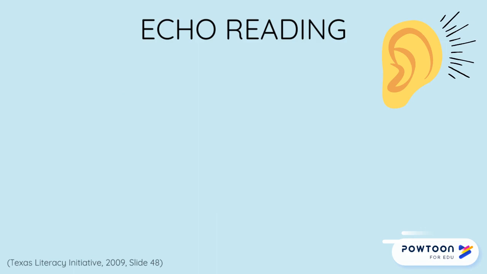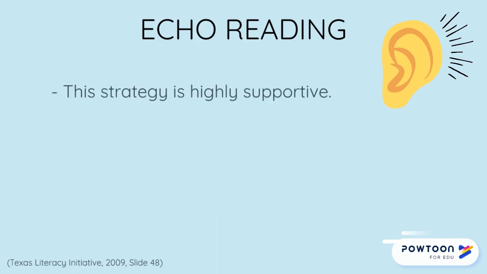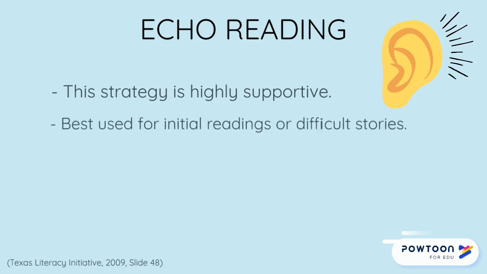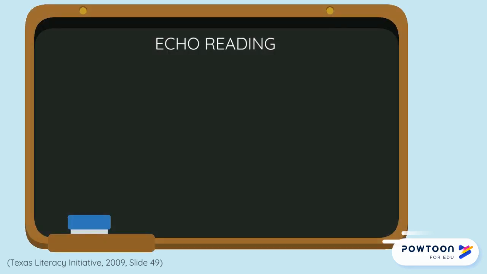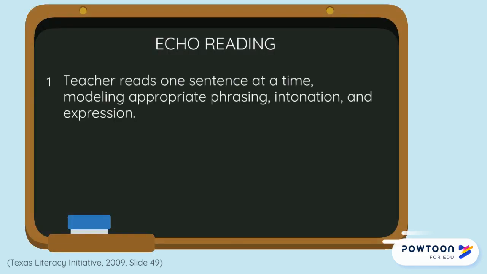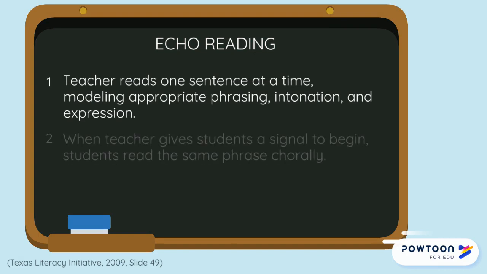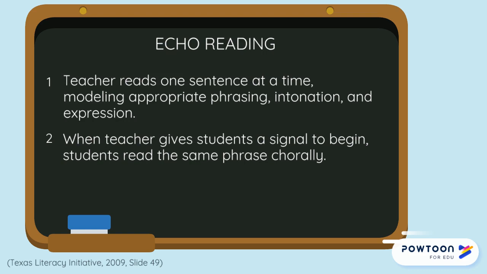The first type of oral reading we're going to discuss is echo reading. It provides a high level of teacher support, so it can be used with stories that are more difficult for students. It may be a good routine to develop for initial readings of stories, since many students need additional teacher support. In echo reading, the teacher reads one sentence at a time, modeling appropriate phrasing, intonation, and expression. The teacher also gives students a signal to begin, and students read the same phrase chorally. The teacher also provides corrective feedback.